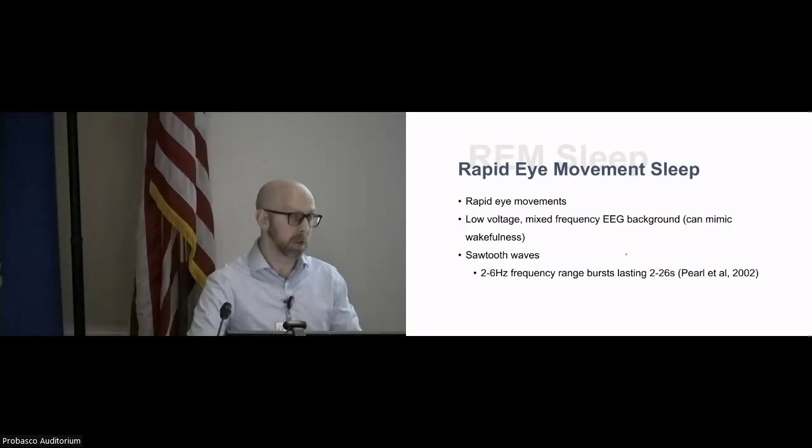And then REM sleep. This stage of sleep is really relevant to all of our practices because we see a lot of REM sleep behavior disorder and alpha-synucleinopathies and neurodegenerative disease. It's rapid eye movement sleep, typically a dream state, and it's pretty easily seen on EEG because you have very characteristic looking eye movements, and they're also something called sawtooth waves.